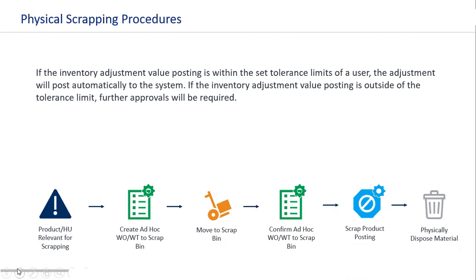So for scrapping, this will be based on roles and responsibilities. A warehouse operator could move that pallet to the scrap bin, but that warehouse operator will not be able to actually scrap that pallet off the system. That will be based on roles and responsibilities. Does that make sense?